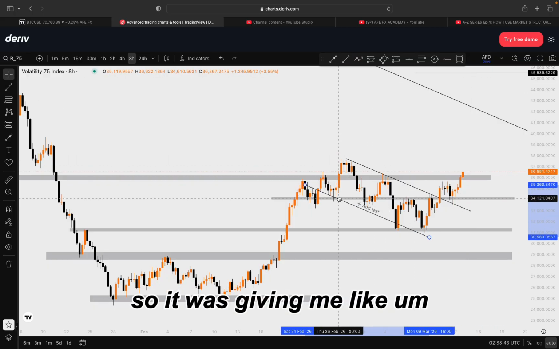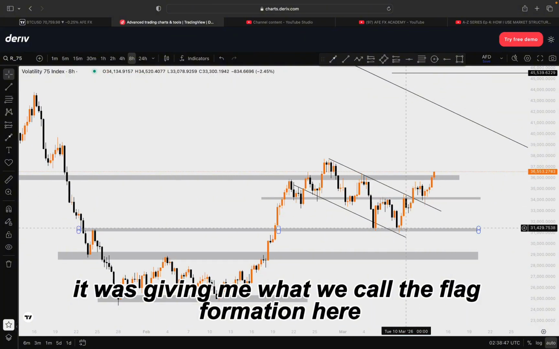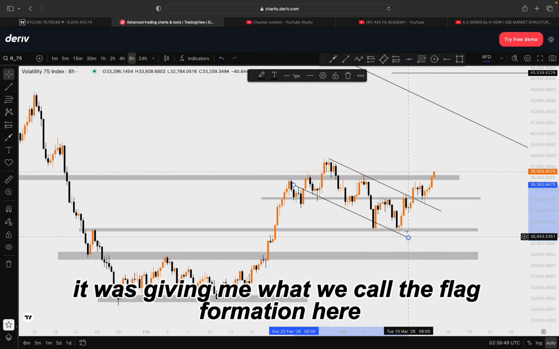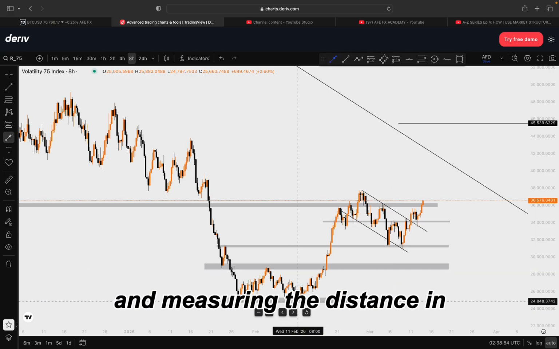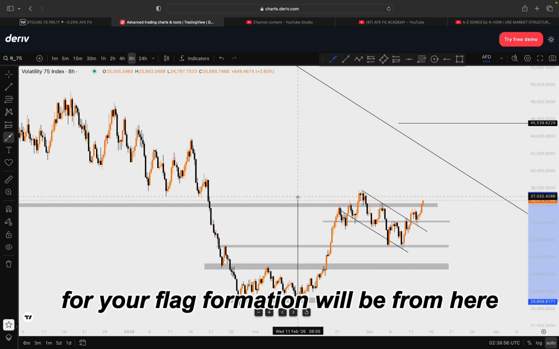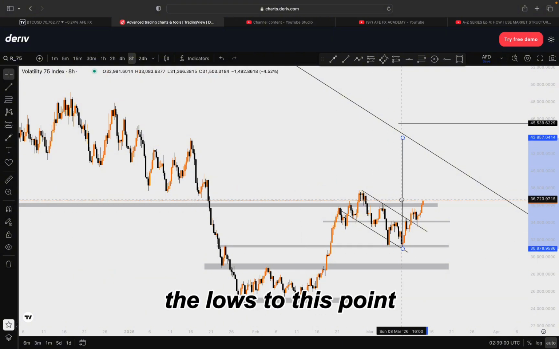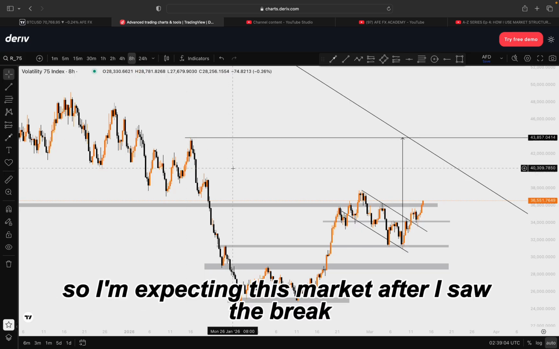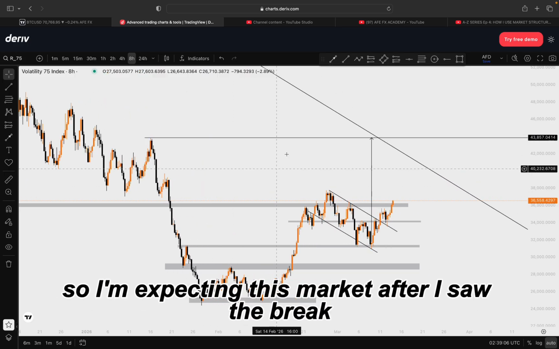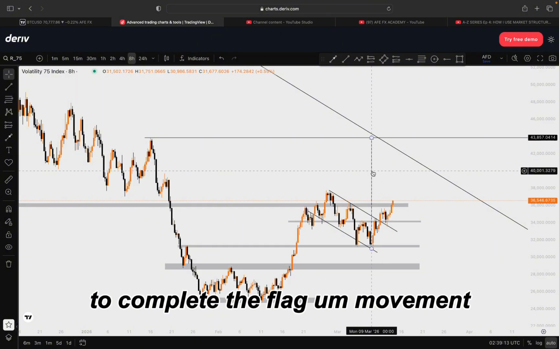So it was giving me what we call the flag formation here, right? We're seeing the flag formation, and measuring the distance for your flag formation will be from here to this point, and then you measure it from this inner low to this point, so it will end up coming to this high here. So I'm expecting this market, after I saw the break, the retest, I'm expecting the market to get here to complete the flag movement.